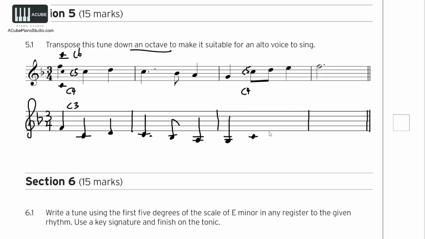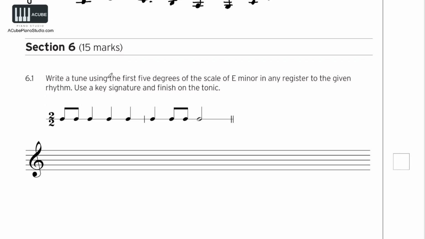Then next go up to D, then go up to E. And finally to this F here, which is another note higher than the E. Okay, so that's the transposition of the tune down an octave.